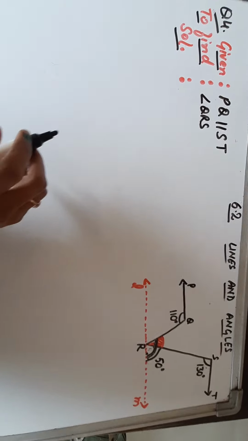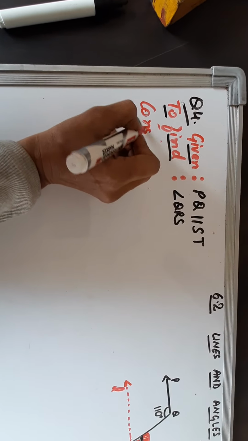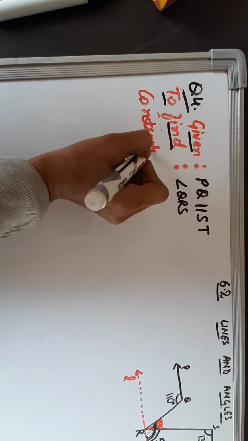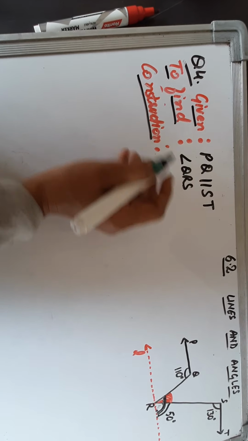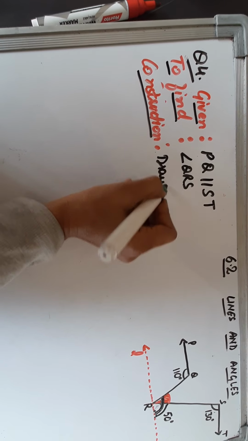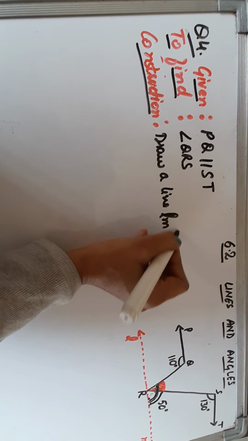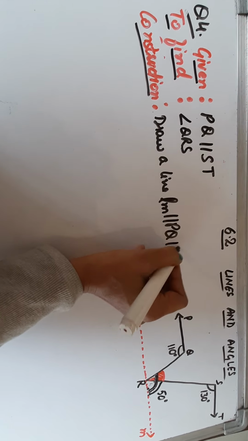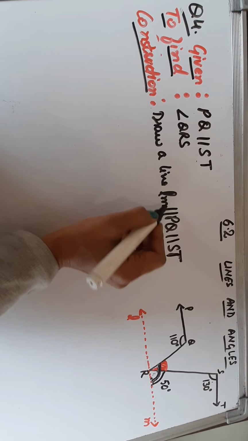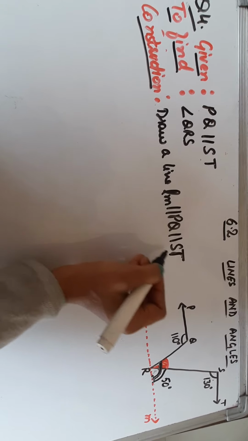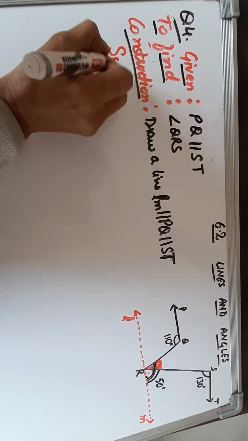Let us first write down the construction. Construction means that part which we are making on our own. So draw a line LM parallel to PQ as well as parallel to ST, because these two lines are given parallel, so if it is parallel to one line, automatically it will be parallel to the other line. Now let us do the solution.